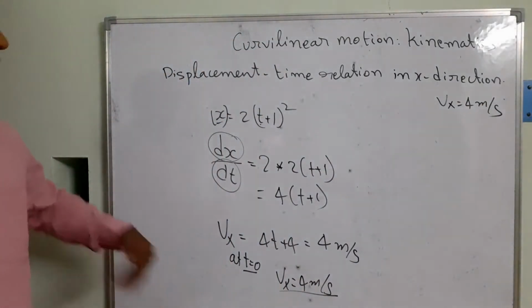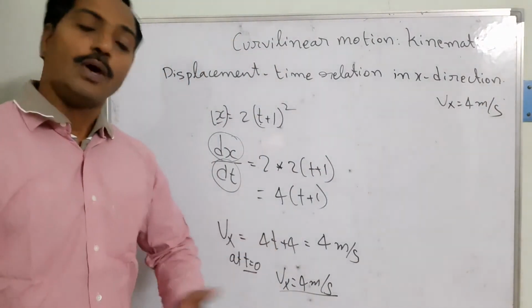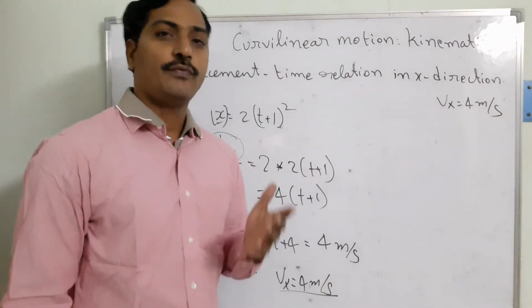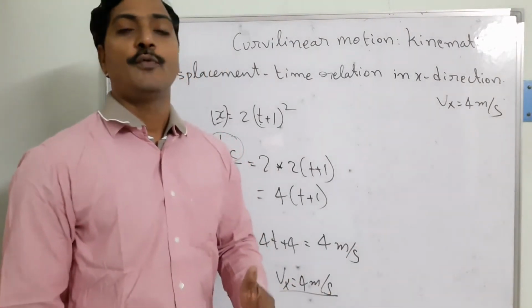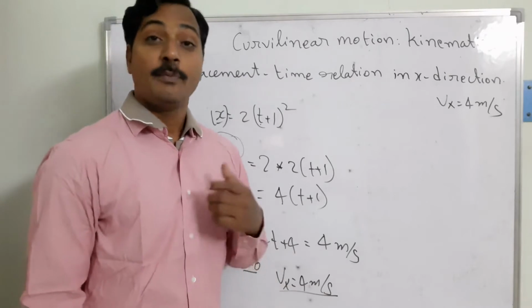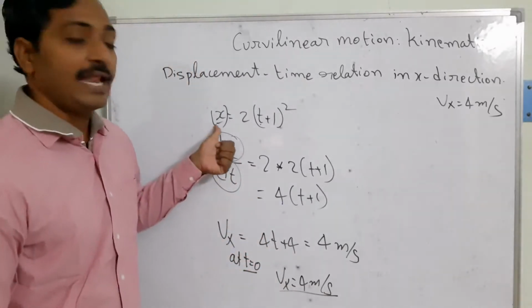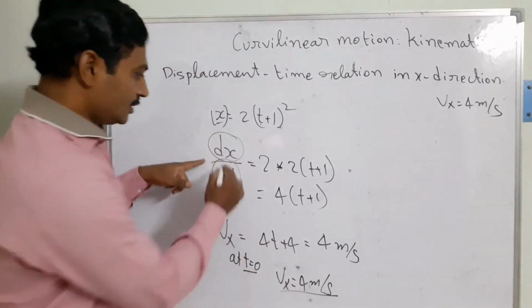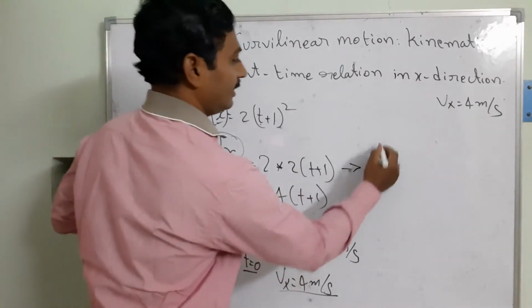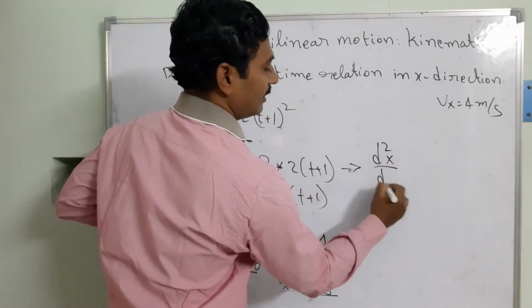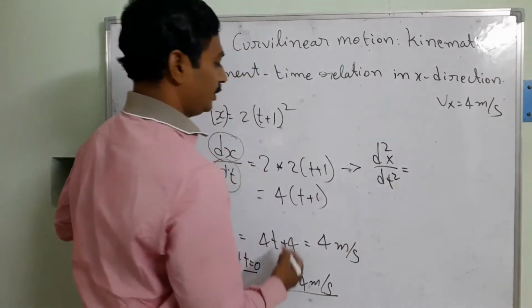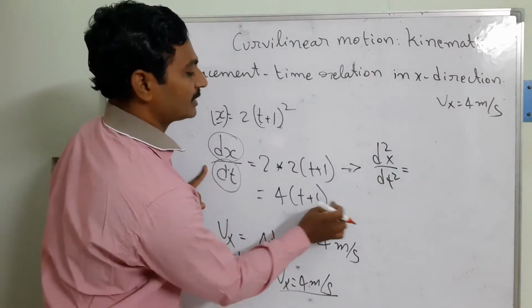And similarly, we can calculate the acceleration. What is the acceleration? The rate of change of velocity with respect to time is going to be the acceleration. Particularly in this case, we need to calculate it in the x direction. So I am going to use the same equation: d²x/dt² is equal to, and already 4(t + 1) is there.